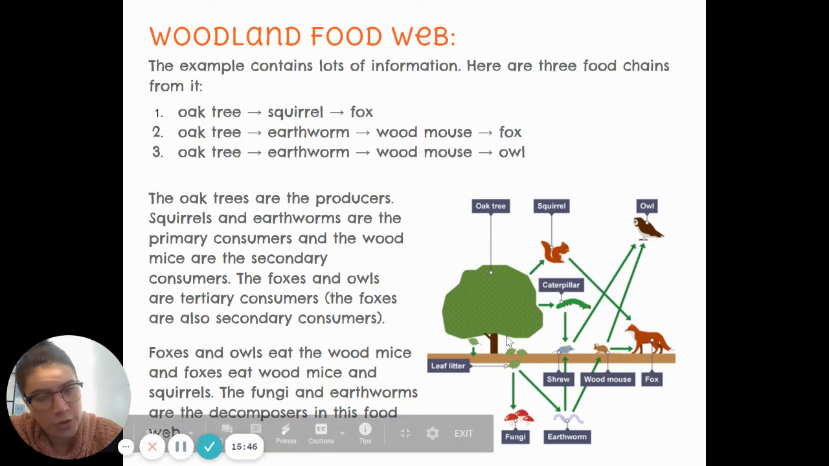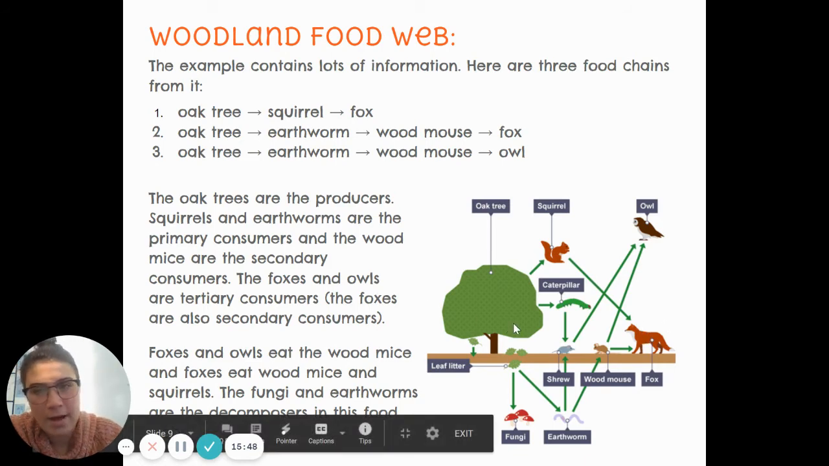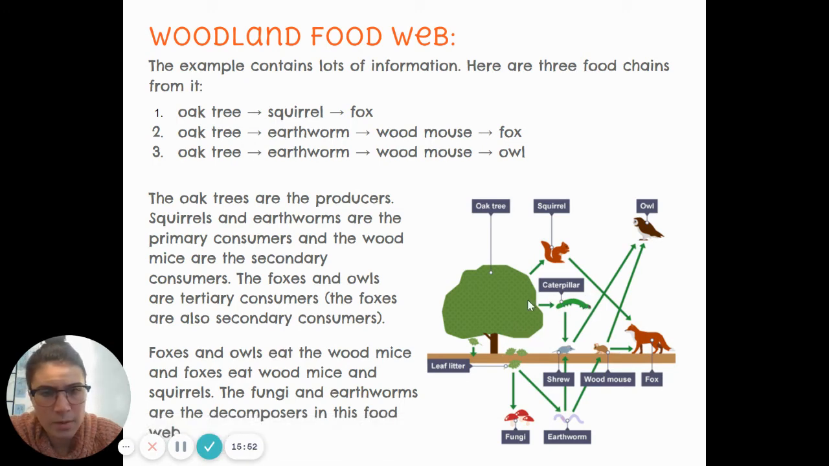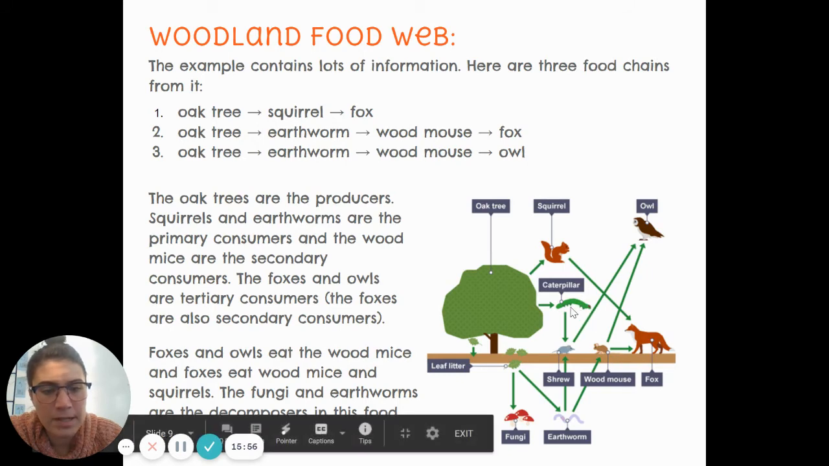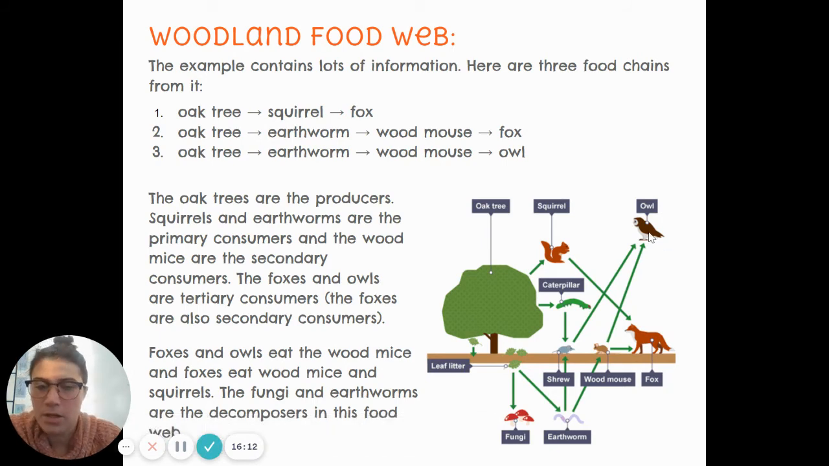Then we have the oak tree, and then we have our earthworm, or I guess let's just say our caterpillar. And then the caterpillar could get eaten by the wood mouse, and then the fox eats the wood mouse. And then we have our oak tree, our earthworm, our wood mouse, and the wood mouse could maybe escape the fox, but then it gets eaten by an owl. So that's multiple food chains.